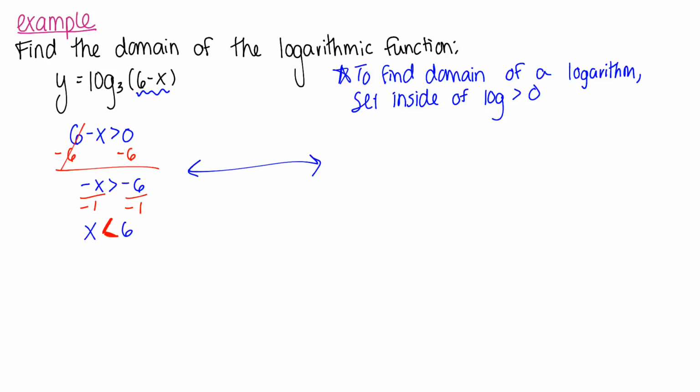If I draw a number line out, 6 is here, less than 6 is this. This would be the interval negative infinity to 6. Alex and I would ask for interval notation on this, so you would need to give your answer like this. So negative infinity to 6 on that one, that's the domain of that function.